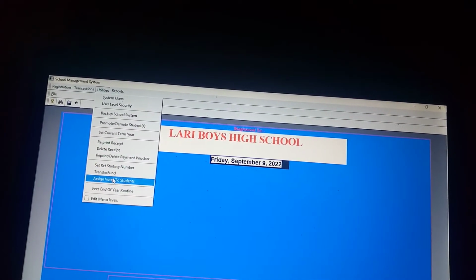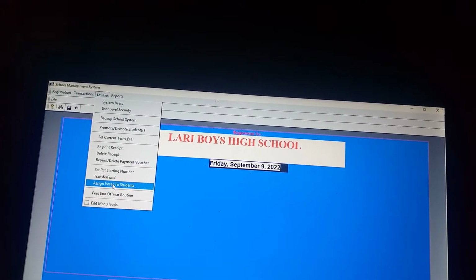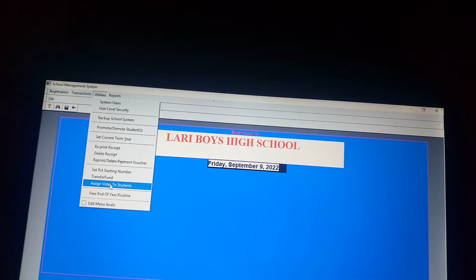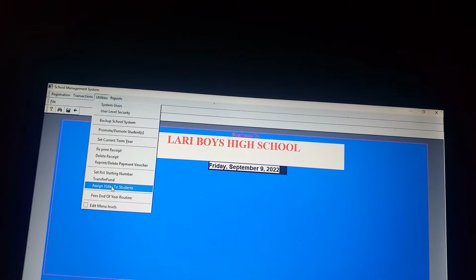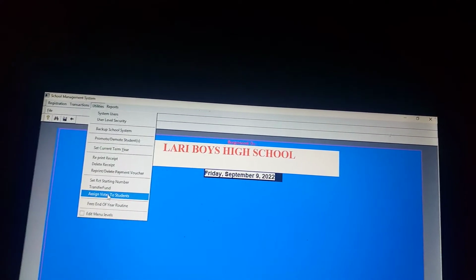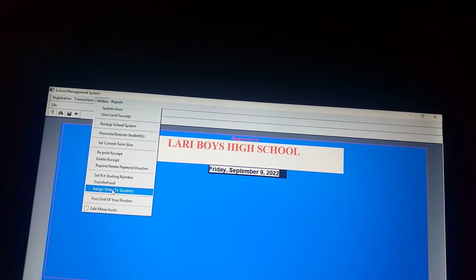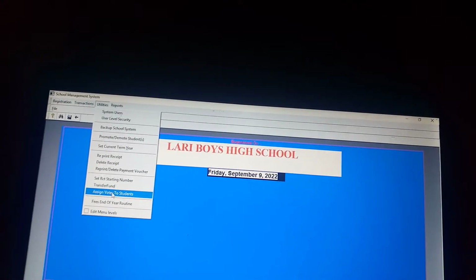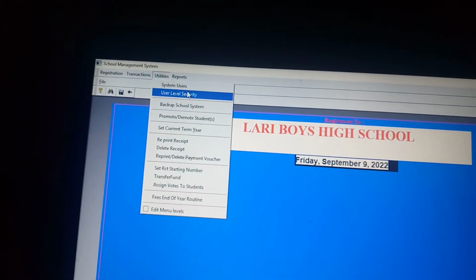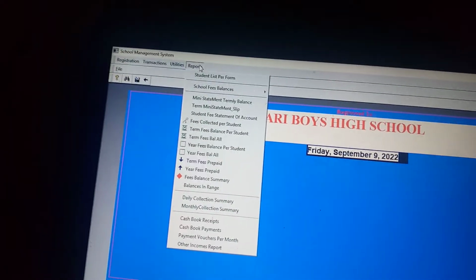Now you can assign students specific votes. If a student does not pay for a certain thing, and this is common with private schools, for example a student does not benefit from transport, you can unassign that student so that they are not charged for transport or anything else, so that their charge is lesser than the others. Or you can create a different vote that comes up and you are able to charge specific students.